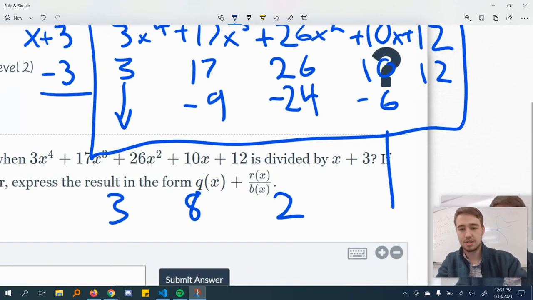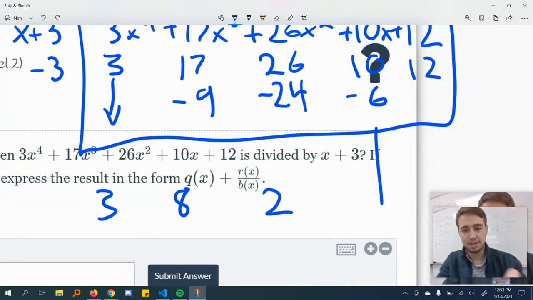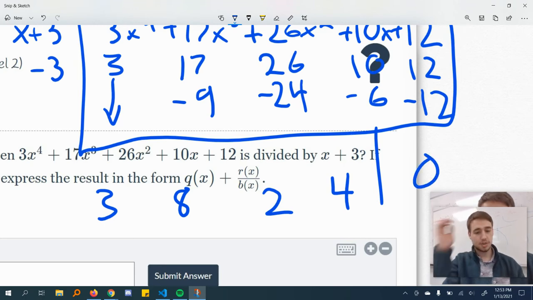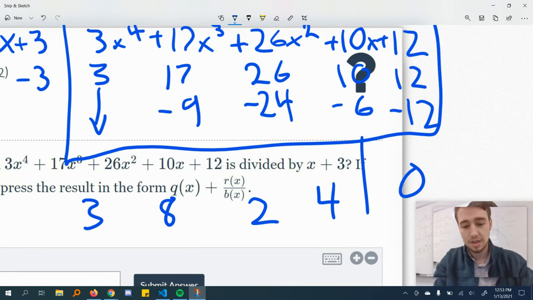These guys, my mistake, these guys here add up to +4. And now -3 times 4 is -12. And those guys add up to 0. So again, we don't have a remainder, but now let's start plugging in values of x.